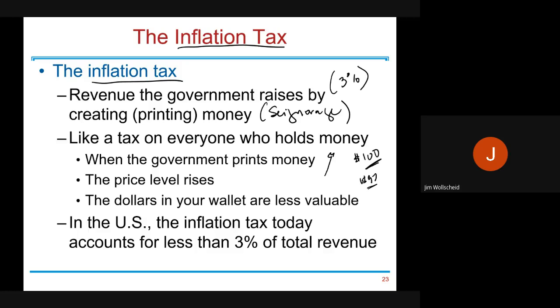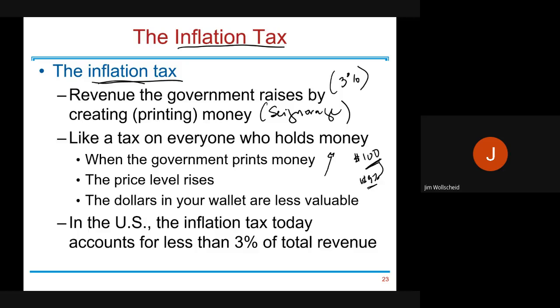They don't literally do that. They just make your money worth less. So now your $100 only gets you $97 worth of goods and services, where before it used to get you $100. And so that's how they created an inflation tax.